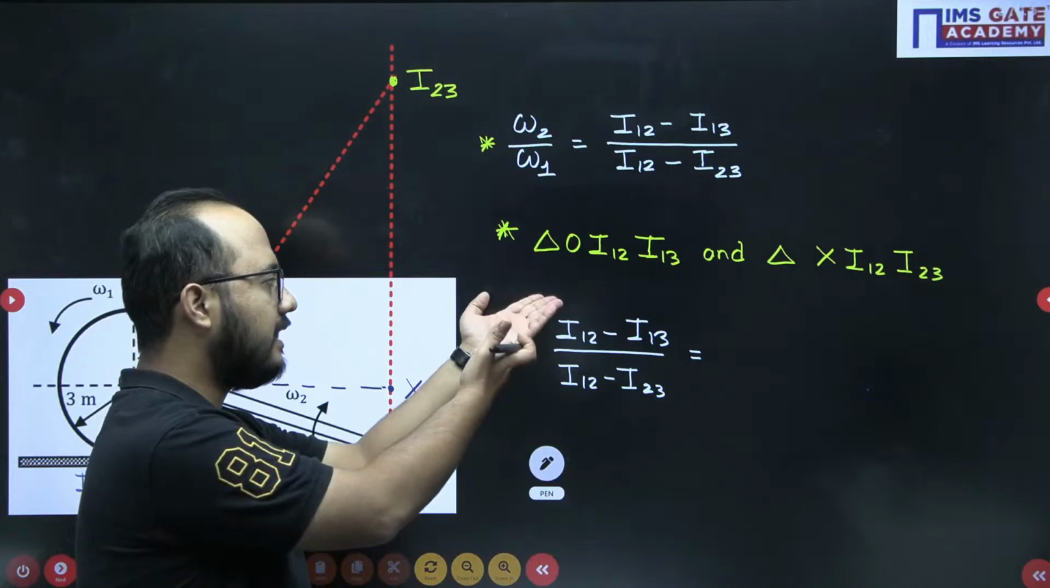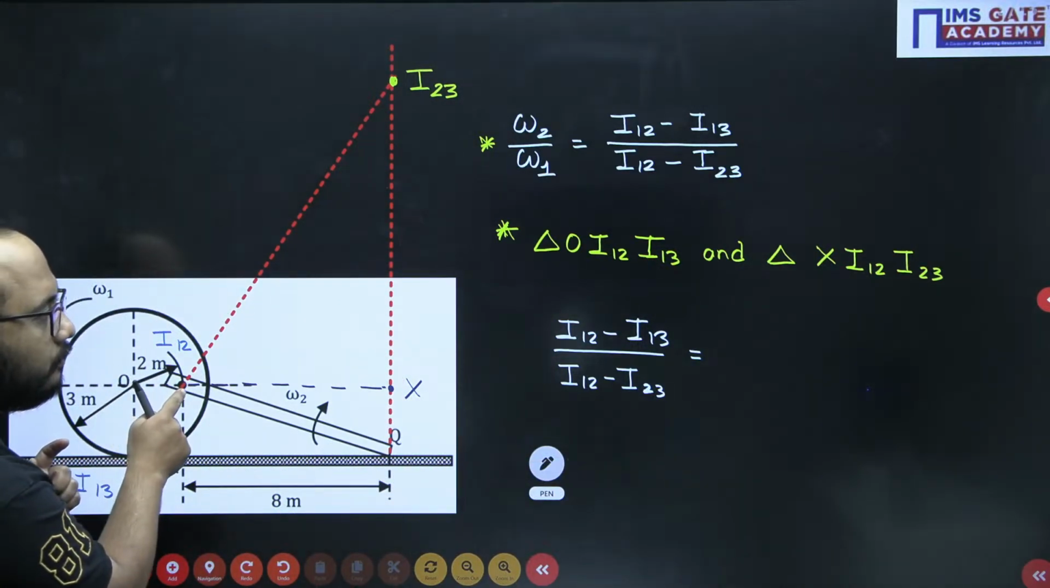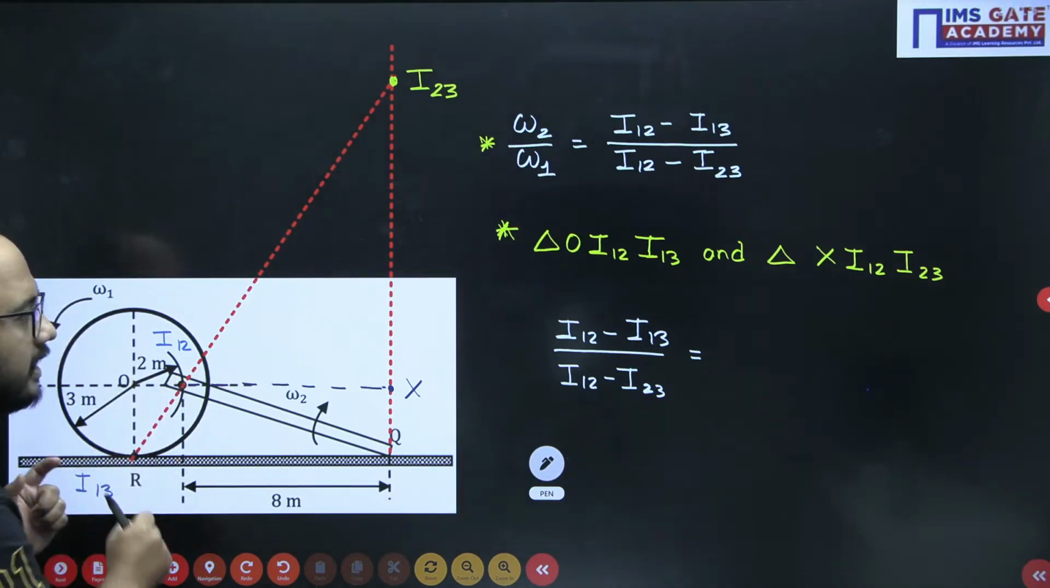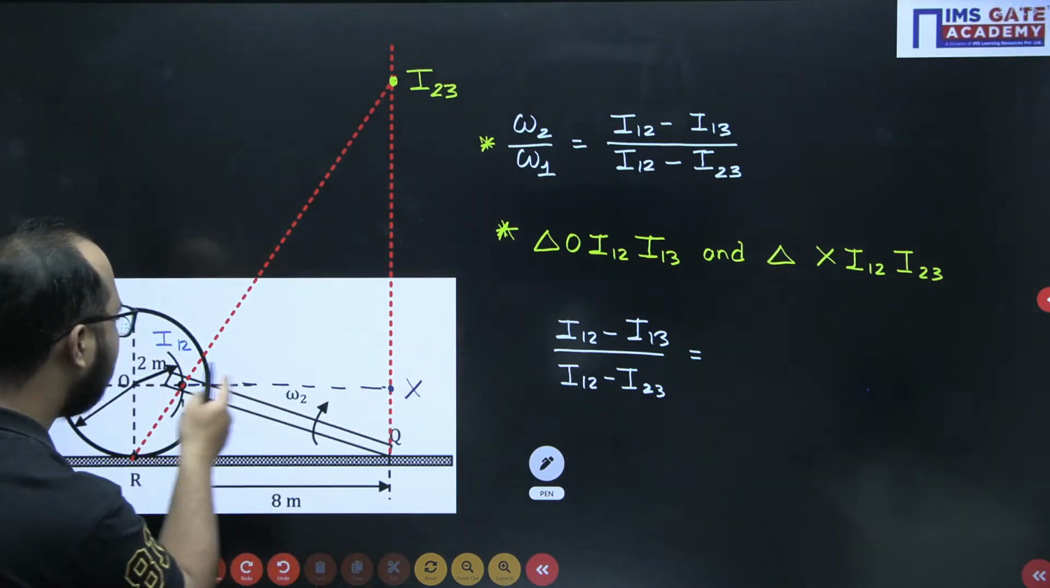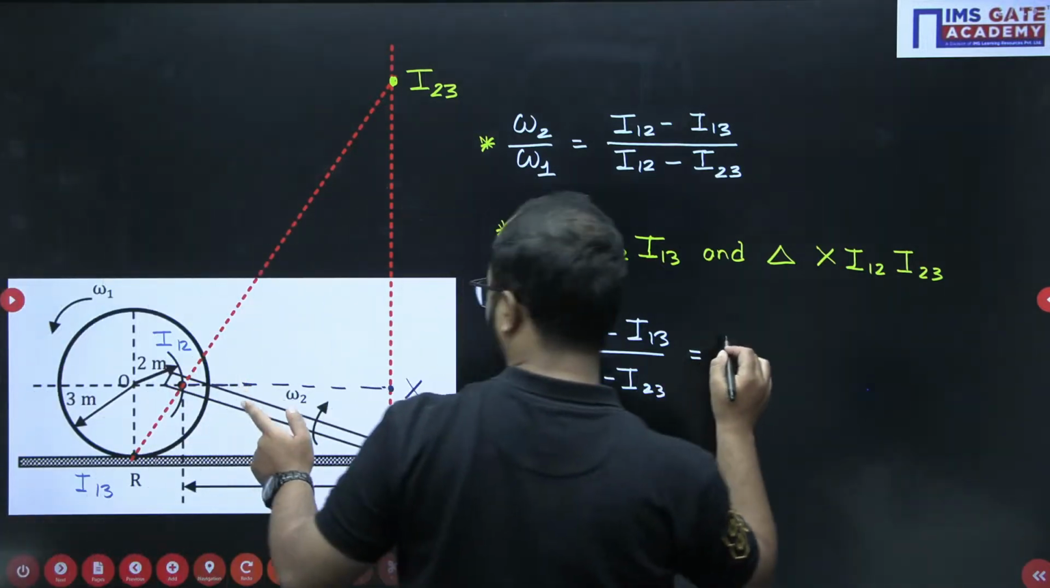Just think about it. Triangles are similar, no? One of the dimensions is given: in triangle O12 we have a distance of 2 meters, and in triangle X12 we have a distance, what is that? 8 meters.